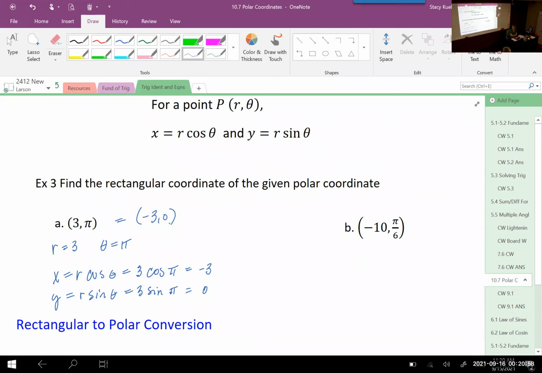That seems easy. Once you recognize what formulas you're going to use and how to convert them, okay, let's do it. So you all do the next one. Convert for me, give me the exact value, going from polar to rectangular of -10 comma pi over 6.